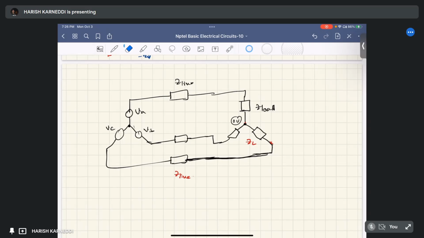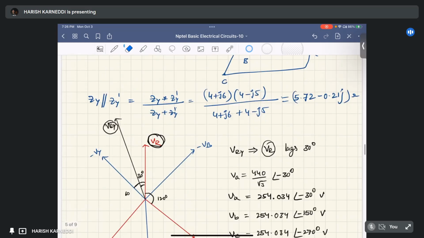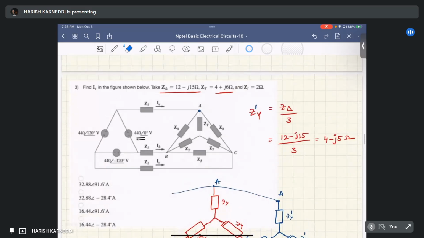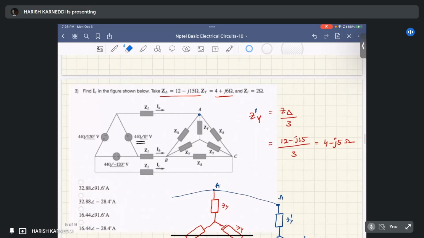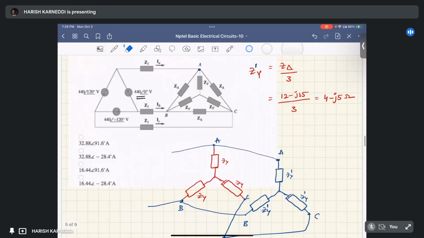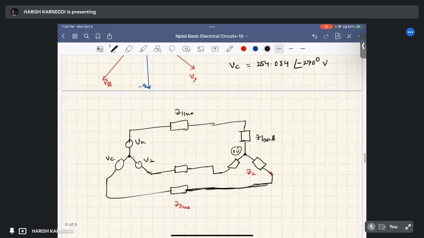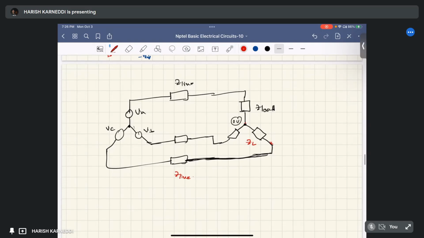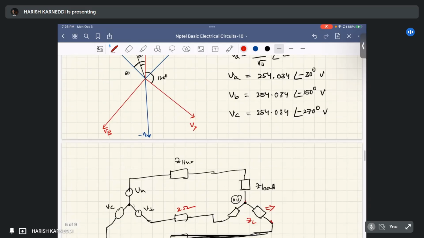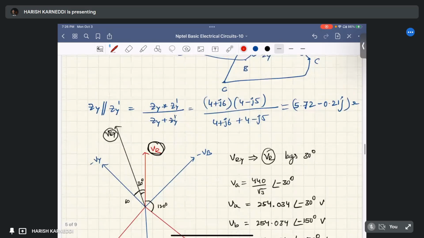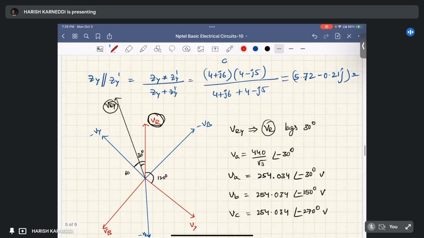Okay, here in the question it is given that Z line equals 2 ohm. It means this resistance is 2 ohm. What about this one? This one we just calculated, which is 5.72 plus j0.21. This one only, right? We just calculated it from the equivalent.